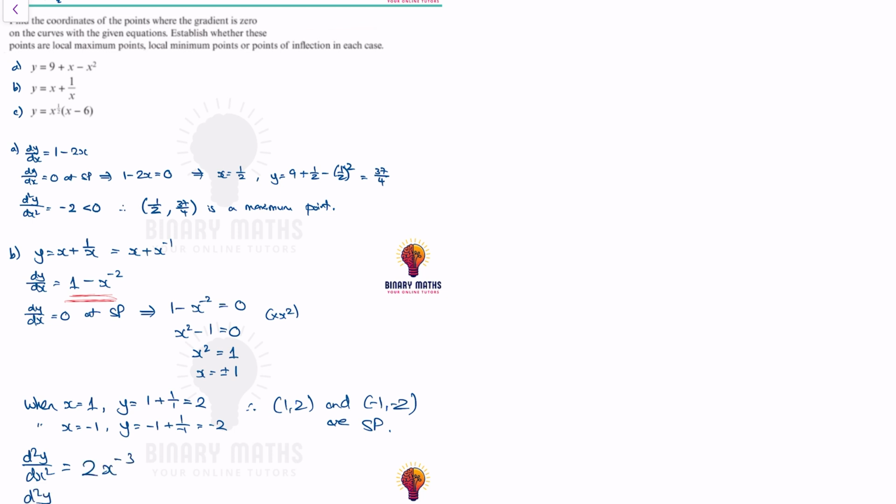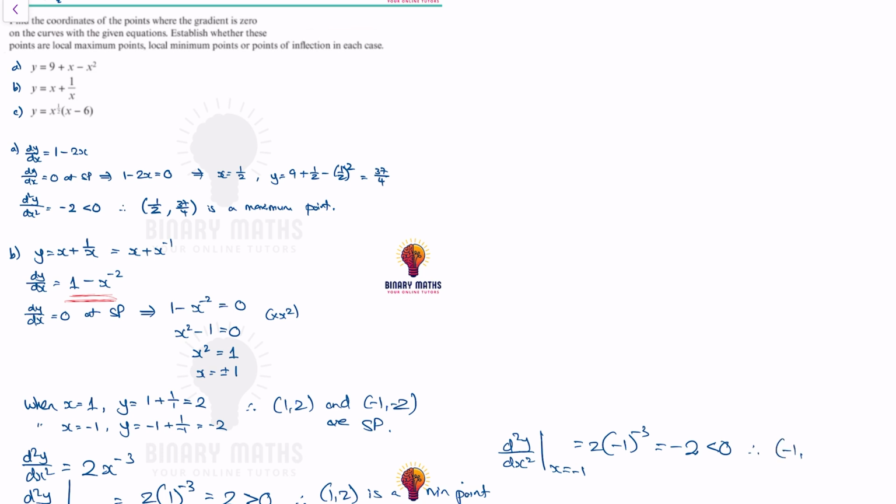So the second derivative when x equals 1 is equal to 2 times 1 to the minus 3, which is equal to 2, which is greater than 0. Therefore, 1, 2 is a minimum point. And if I do the same thing with the second derivative at x equal to minus 1, I get 2 times minus 1 to the minus 3, which is equal to minus 2, which is less than 0. Therefore, minus 1, minus 2 is a maximum point.